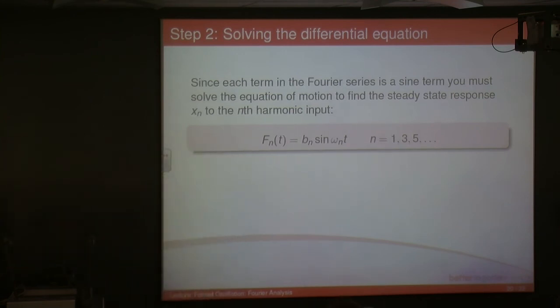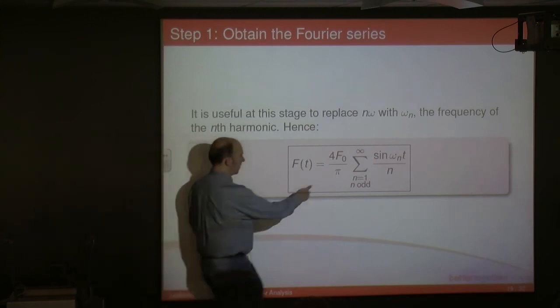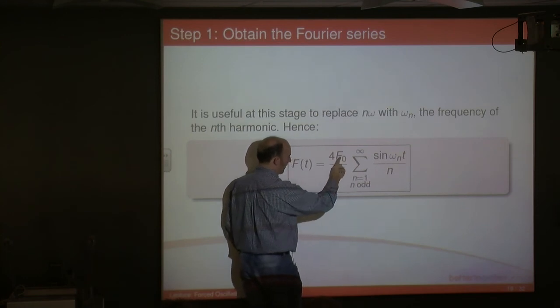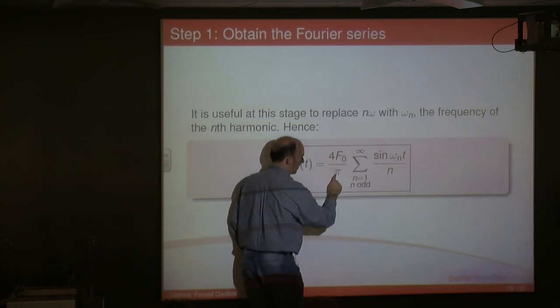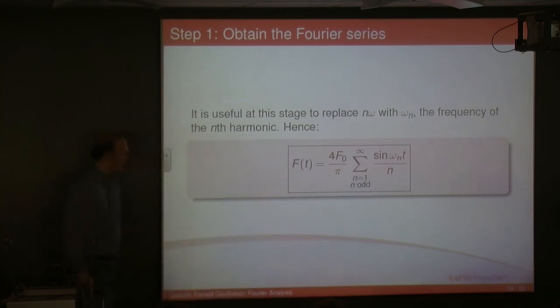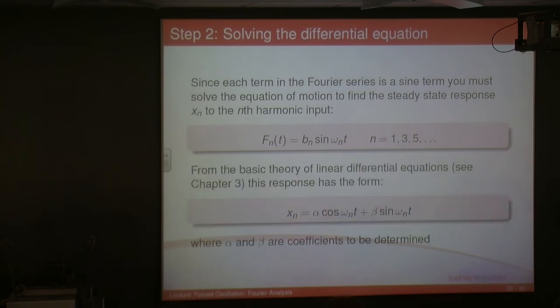So if we go back to our equation, this is essentially b_n, which is 4F_0 upon n times pi, and f_n is b_n sine(omega_n t). So for the nth term, if I take n equals 5, then obviously I've got b_5 sine(omega_5 t). But I'm solving it, like I said, in terms of arbitrary n.